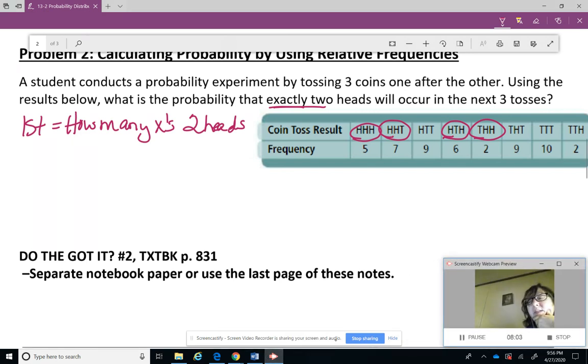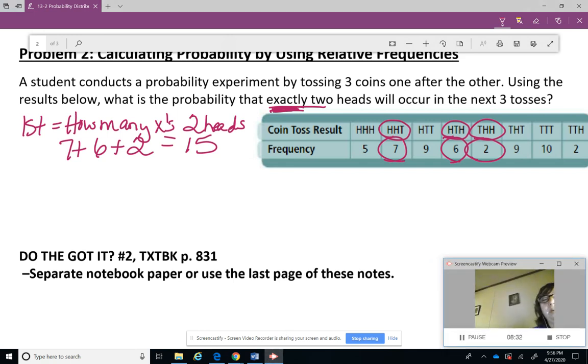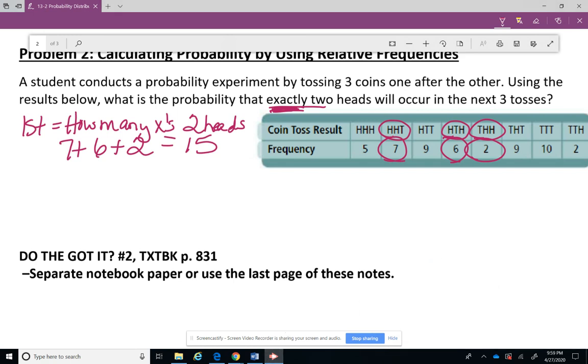Now, did you notice that I circled 1 that I should not have circled? Because they want exactly 2 heads. Which one should I have not circled? I should not have circled the 3 heads because they only wanted 2. So we're going to get rid of that one. Okay, so we're going to add together 7 plus 6 plus 2. Yes, so you know that this is 15. Sorry, my writing's not very neat. I hope you can read it. It's just hard to write up on the screen.